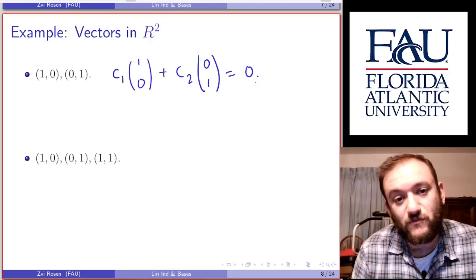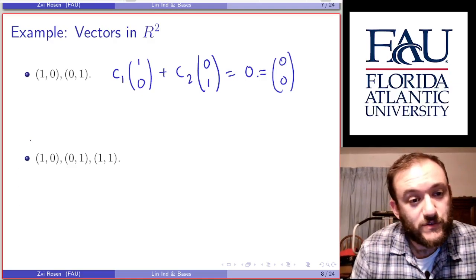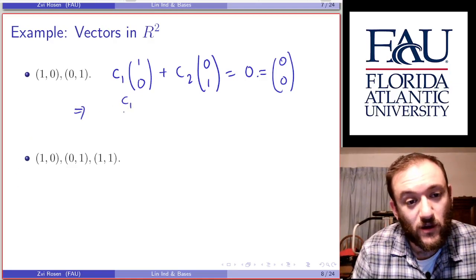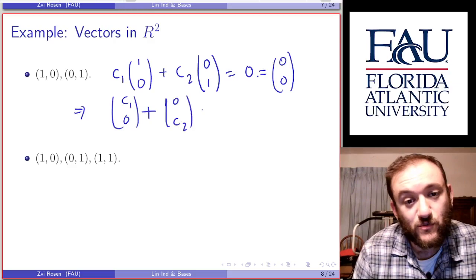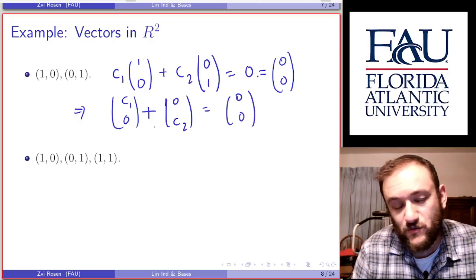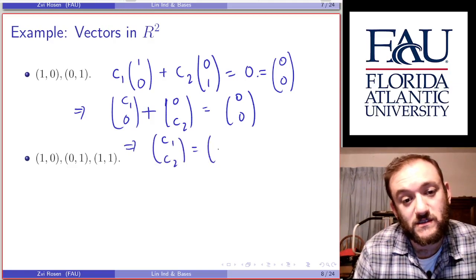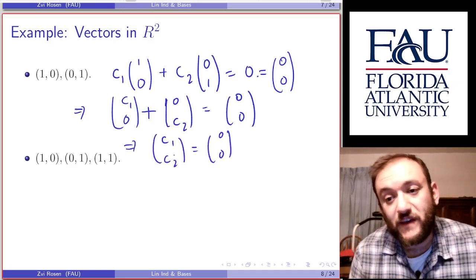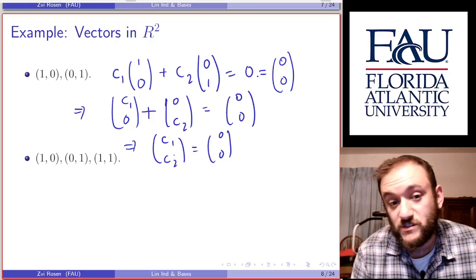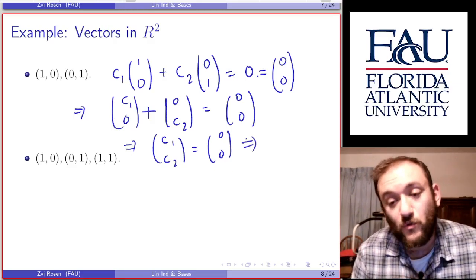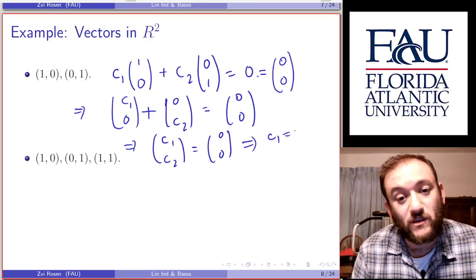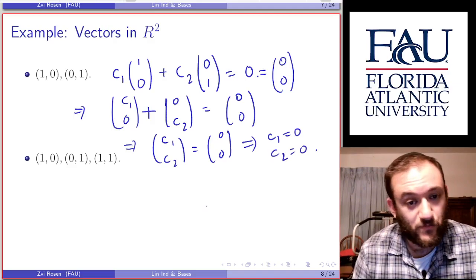Well, the 0 vector is just the vector whose coordinates are both 0. So what this means is that (c1, 0) plus (0, c2) must be equal to (0, 0). But I can combine these two vectors in the usual way, and I'll get (c1, c2) equals (0, 0). But these two vectors can only be equal if all of their coordinates are equal. So that means c1 equals 0 and c2 equals 0.